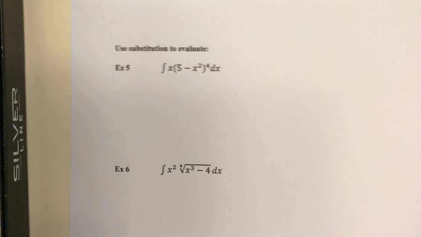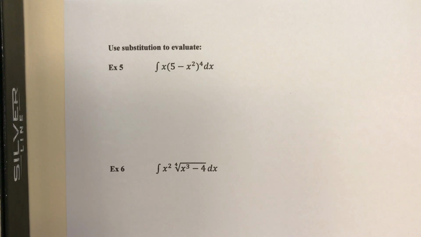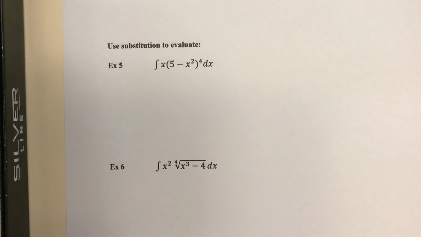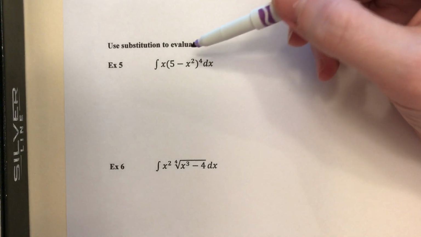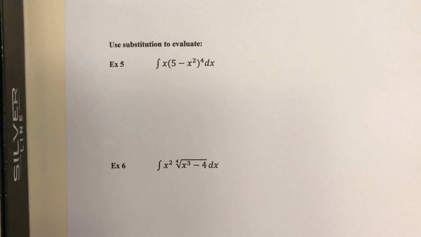Okay, so let's go to the back. We have some u substitution problems to work through. So let's start with number 5. So I don't want to have to do a regular integral here because I don't want to have to take something to the 4th power and then distribute the x. It's going to be a lot of work. So I'm going to find the inside part.